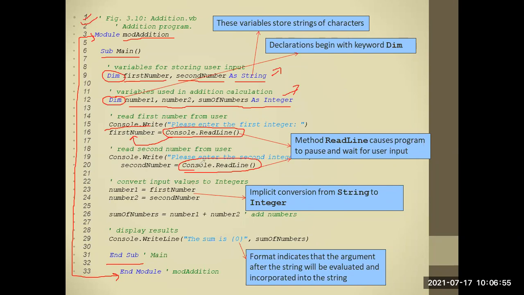Yes, this Console.ReadLine will take the second number and store it in the form of a string. Now, when I write number1 equal to, it will perform implicit conversion. That means the string type will be converted to the integer type, and similarly for the second string, it is converted to the integer type. Now I perform the addition: sum of the number equal to number1 plus number2.